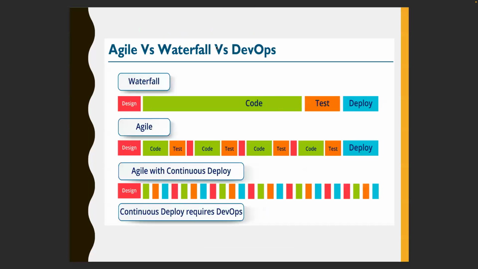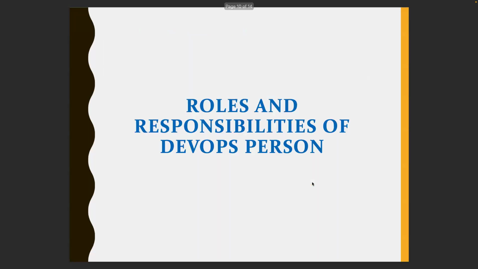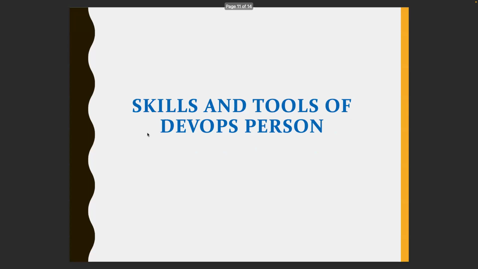See here, Agile versus Waterfall versus DevOps. In Waterfall, you have each phase one after the other. In Agile, you have continuous coding and testing, but deployment is again at a later point, manually. But in DevOps, you have all this in a continuous fashion. So the roles and responsibilities of a DevOps person mean you should be able to work at any stage in the CI/CD pipeline, and also build the infrastructure with Terraform and maintain your infrastructure on cloud. All of these are the roles and responsibilities of DevOps.